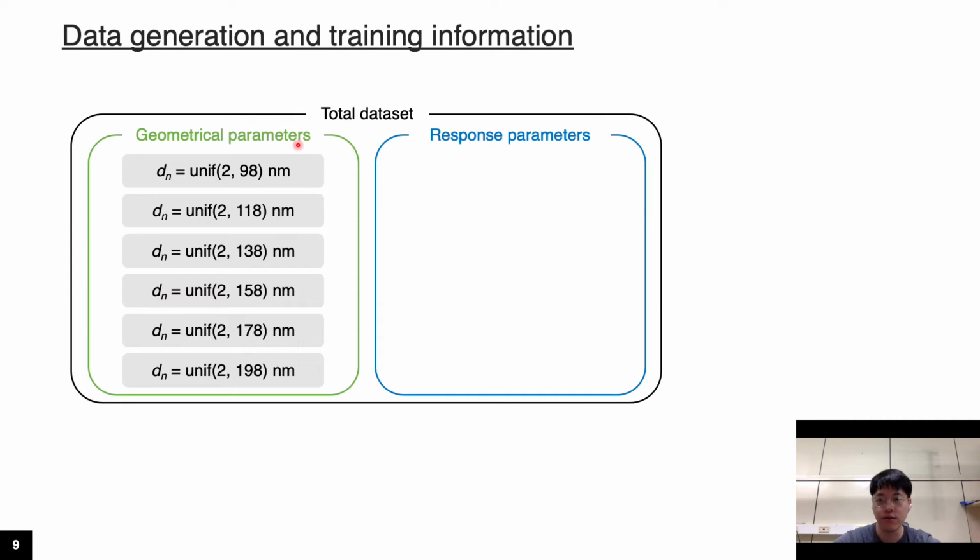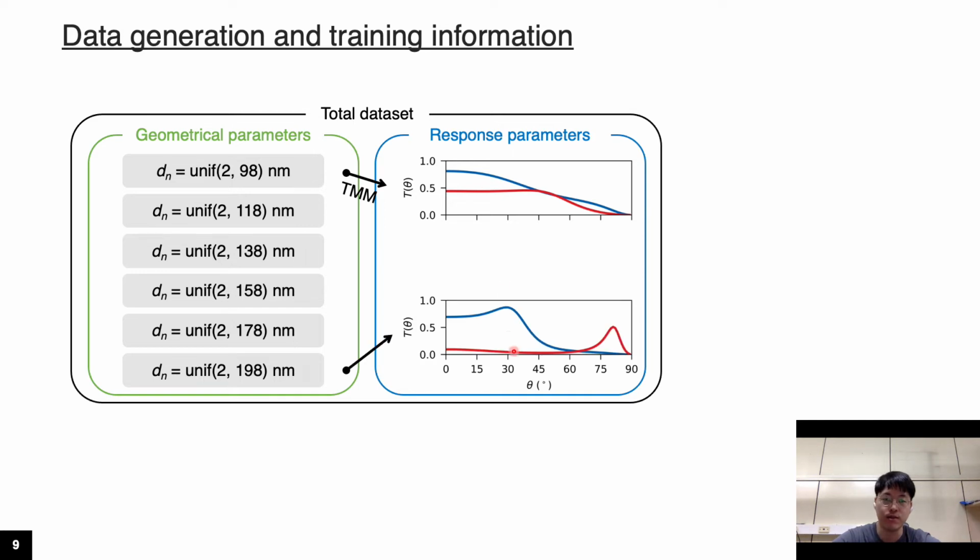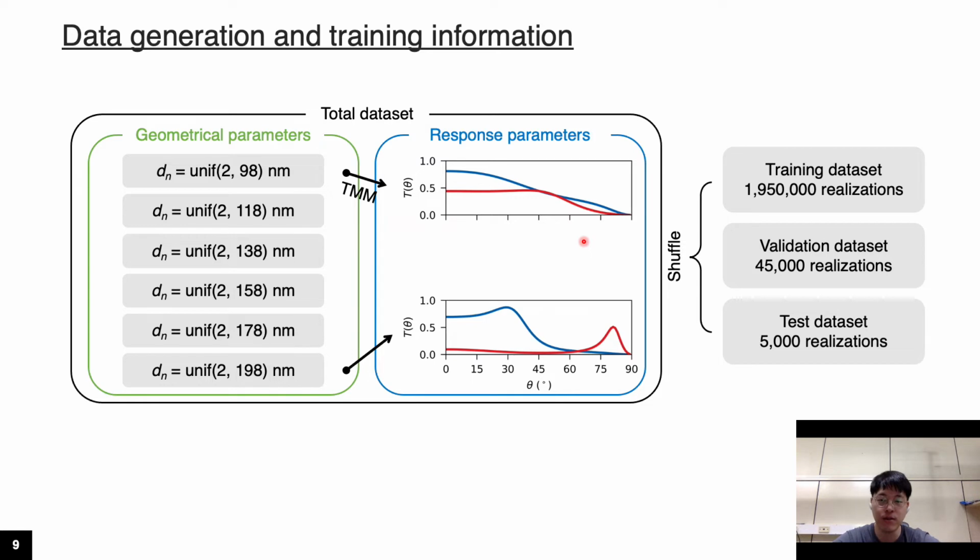Here are the details of the dataset and training information, but let me briefly explain it. First, we diversify the disorder structures by setting their range differently so that we can obtain various shapes of responses as shown here. And then we shuffle all the samples and divide them again into training, validation, and test datasets with a total of 2 billion realizations.